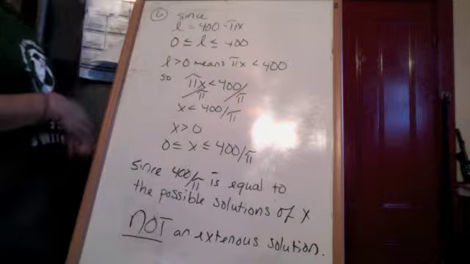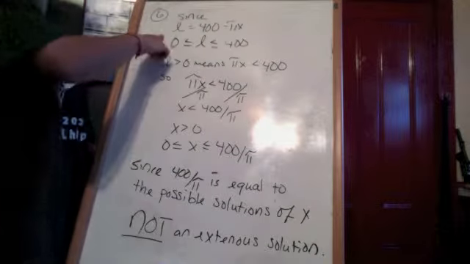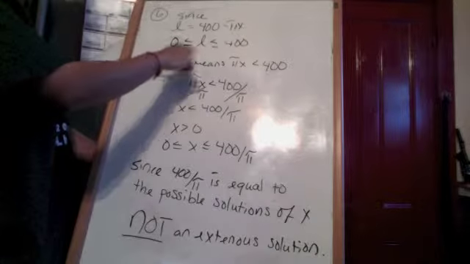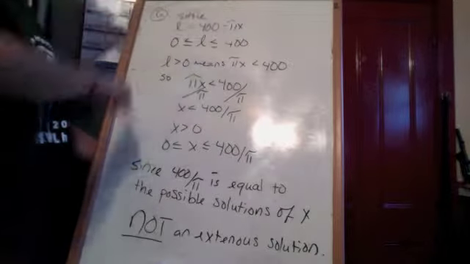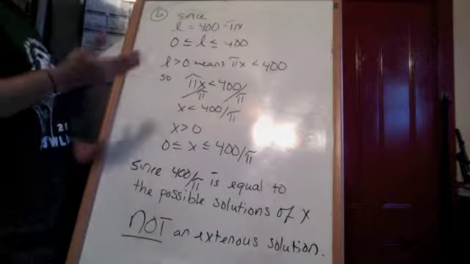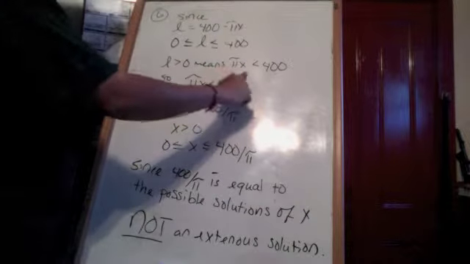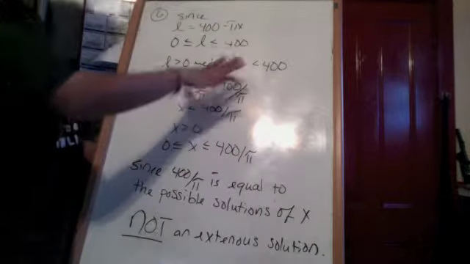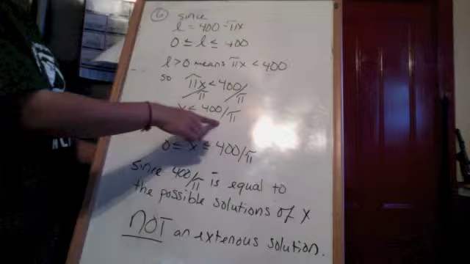Alright, so this part is a little bit tricky to understand, but this is as simple as I can explain it. Since we found L to be 400 minus pi x, we can conclude that 0 is less than or equal to L, as L is less than or equal to 400, because the solution of L is 400 minus pi x. So that means L has to be bigger than 0, which also means that pi x has to be less than 400. So if pi x is less than 400, we can divide each side by pi to figure out what x is, and we end up with x being less than 400 over pi.